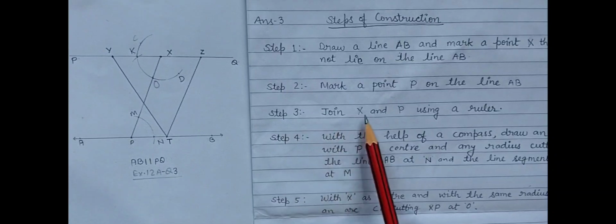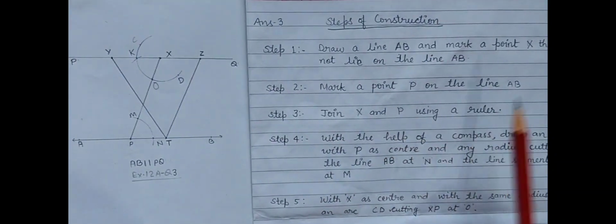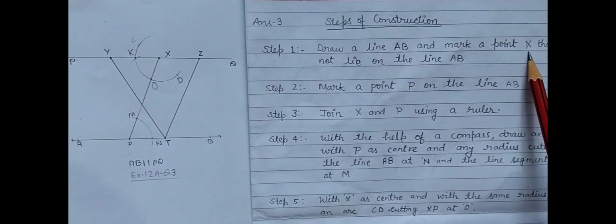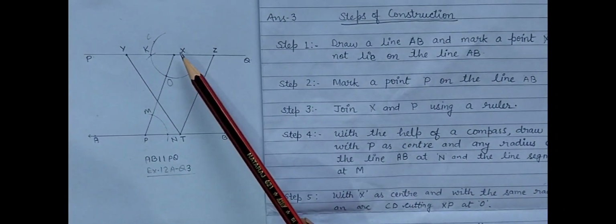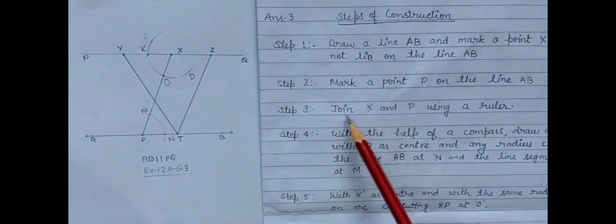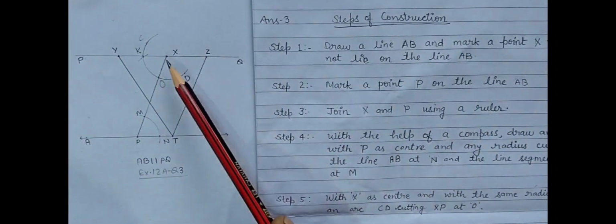Next, step three, join X and P using a ruler. Here you have taken point X that is not on line AB. So join X and P using a ruler. So you have joined this.